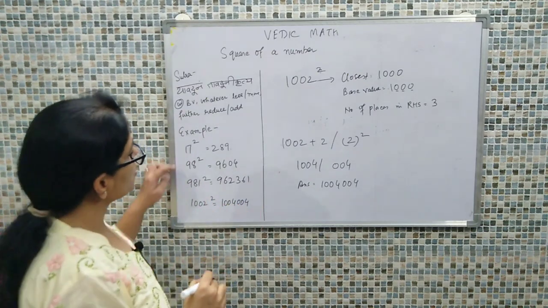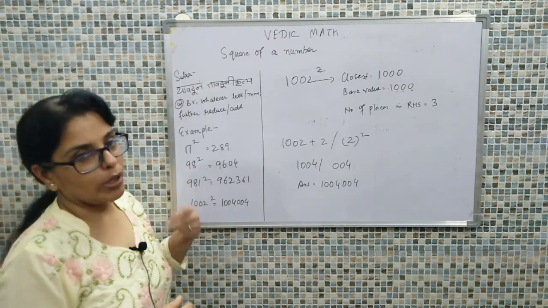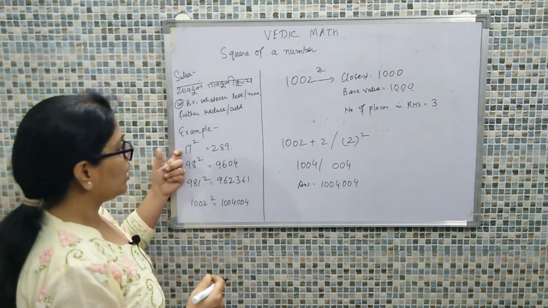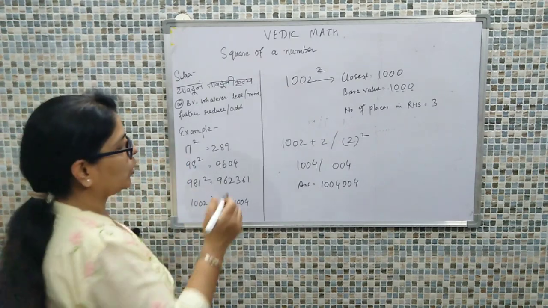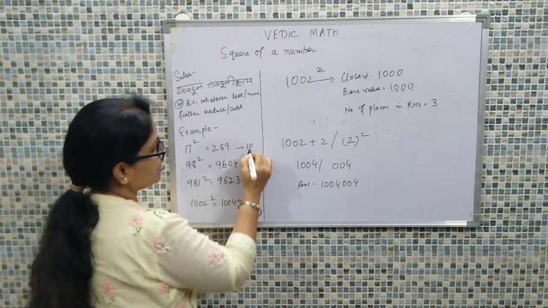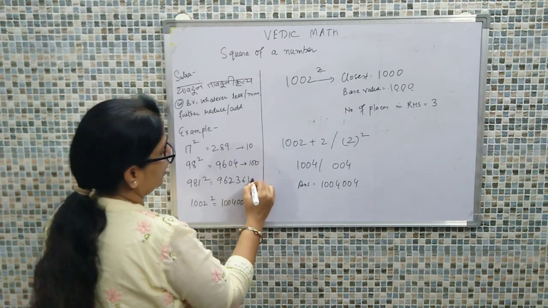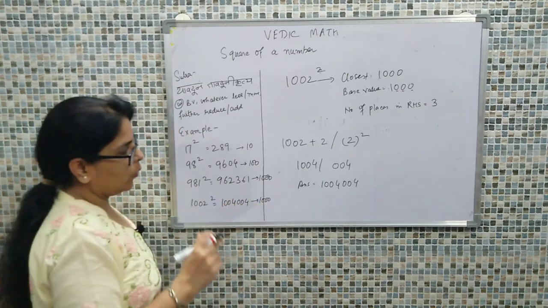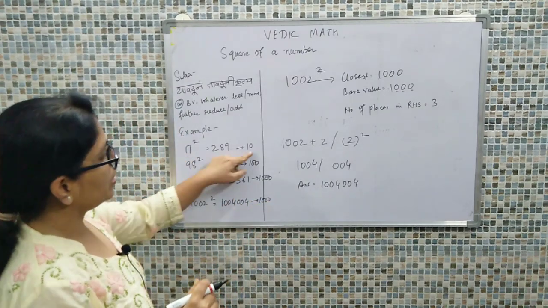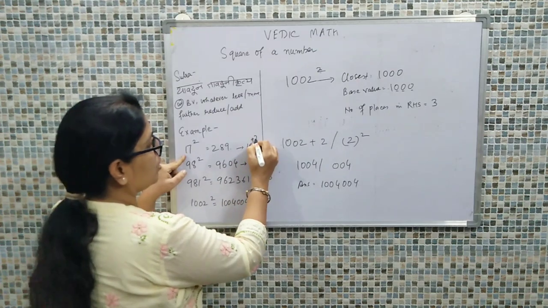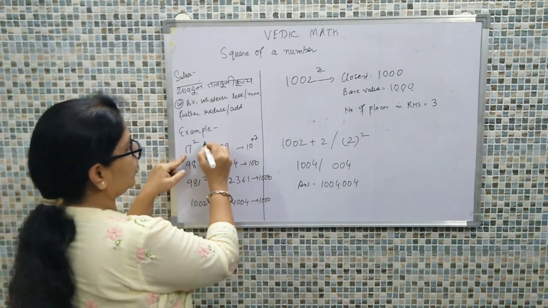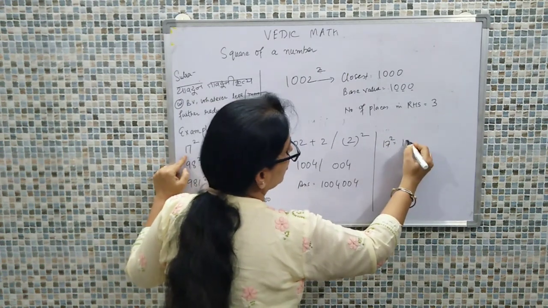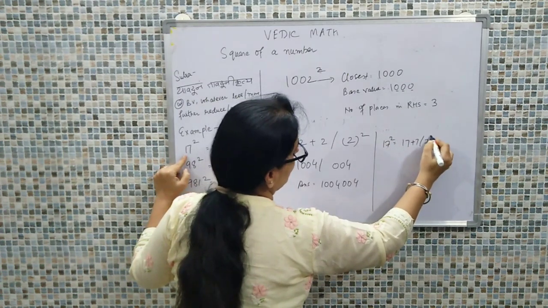So what we have understood from these examples: whatever number we have to calculate the square of, we have to identify what the base value is. Here we had taken the base value as 10, here it was 100, here it was 1000, and here also it was 1000. Now what's the difference? This number is 7 more than the base value. 7 more than the base value, it means जब हम 17 का स्क्वायर निकालेंगे, जब हम इसको वर्बली करेंगे तो हम लिखेंगे 17 + 7 और 7 का स्क्वायर.